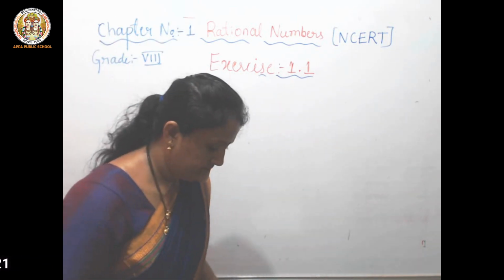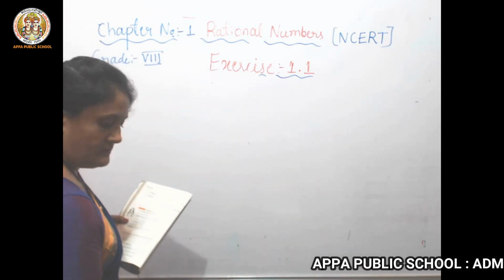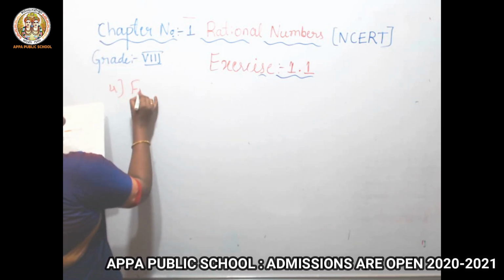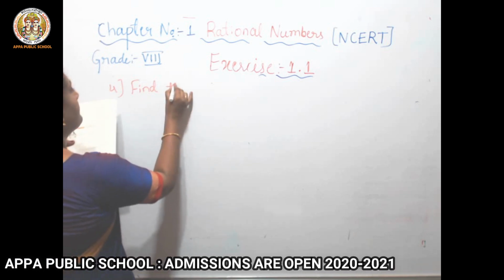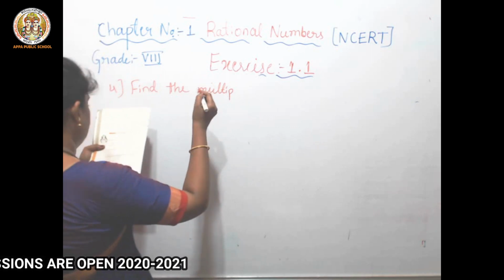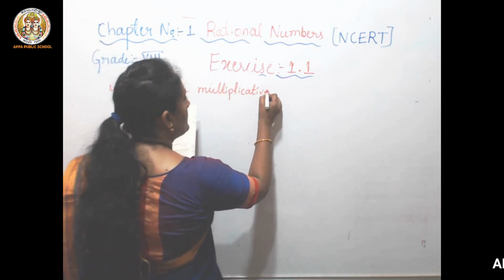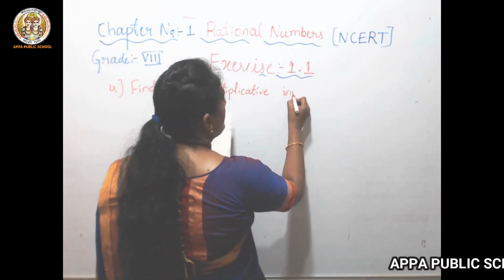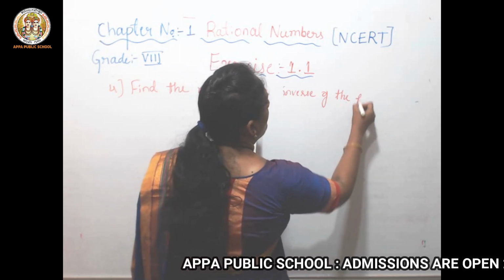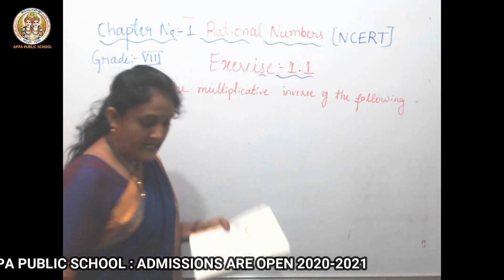Question number 4. Find the multiplicative inverse of the following. Okay, so let's write the questions.